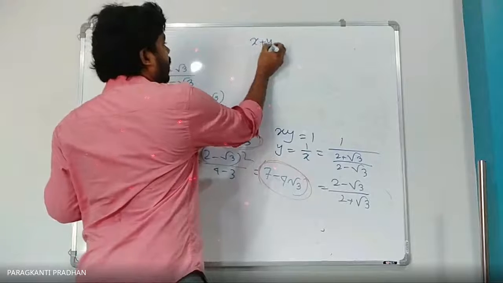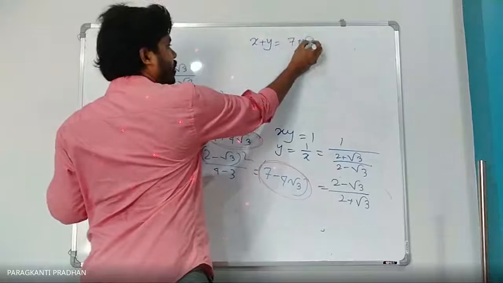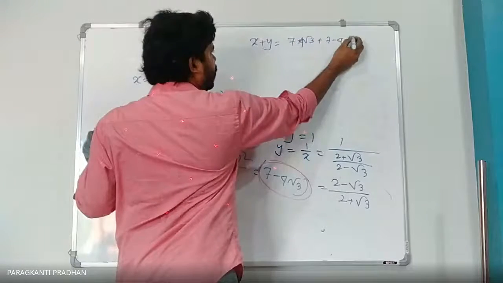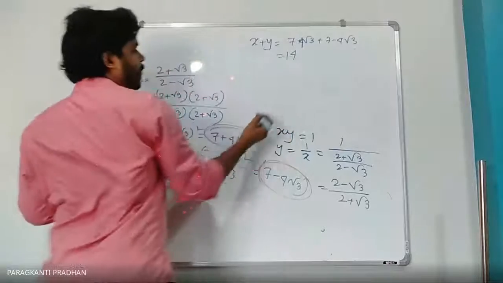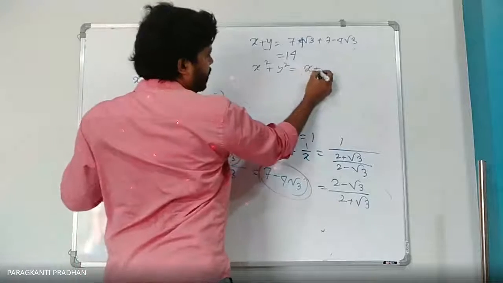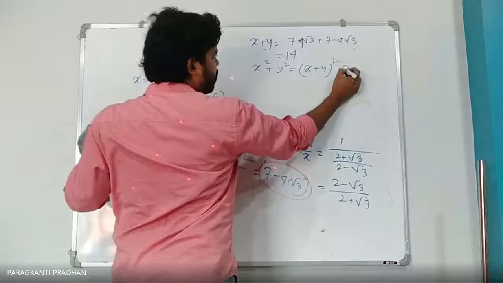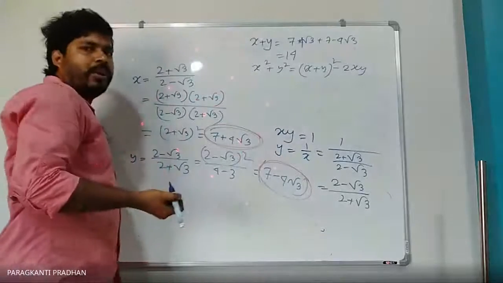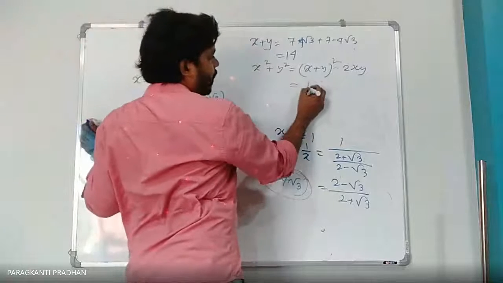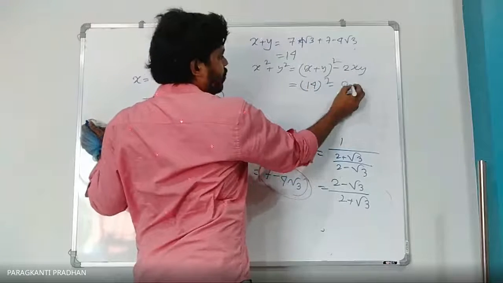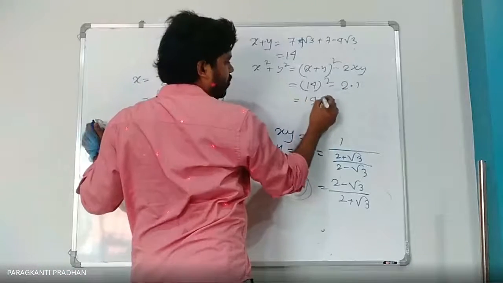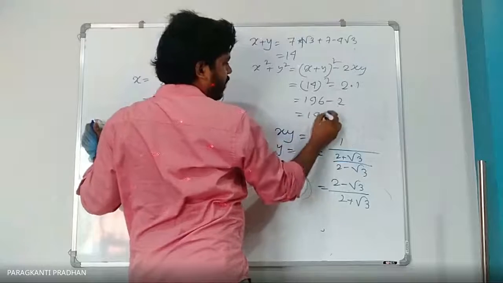So x plus y is equal to 7 plus 4 root 3 plus 7 minus 4 root 3. This is equal to 14. Now the given value is x square plus y square. This can be written as x plus y whole square minus 2xy, right? So what is the value of x plus y? That is 14 square minus 2 into the xy value, which is given as 1. So 196 minus 2, that is 194 is the answer.